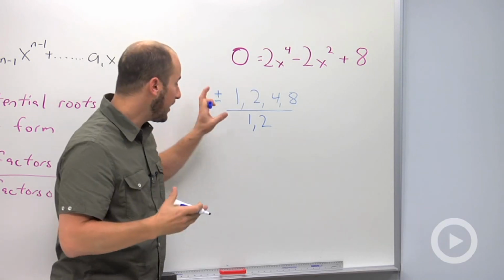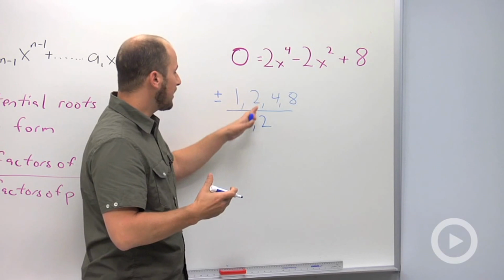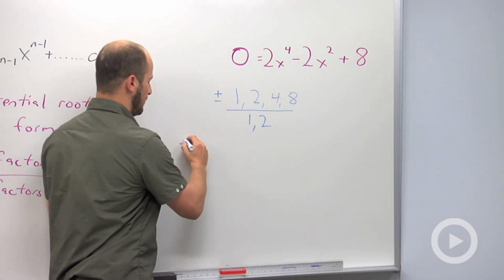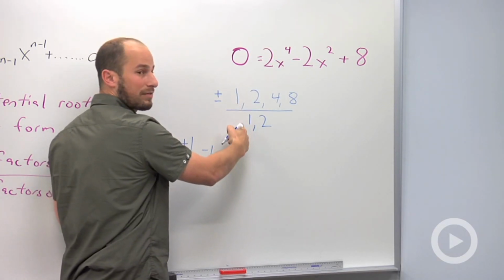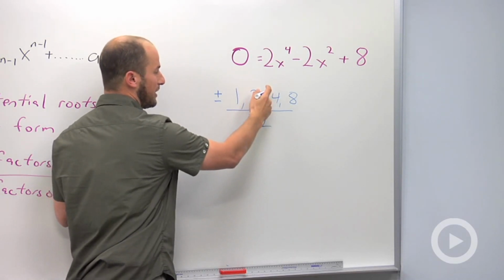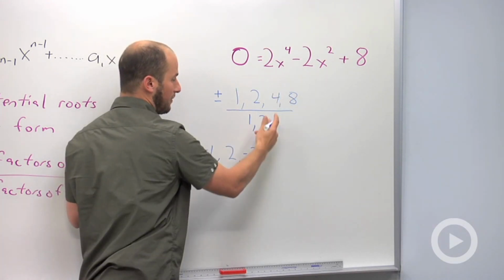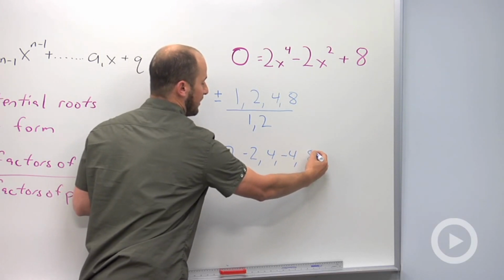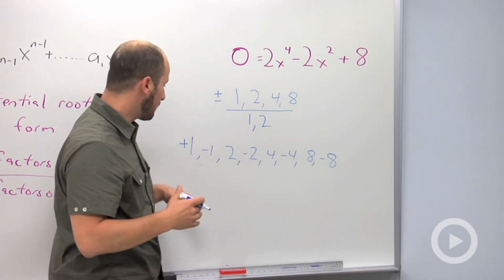Okay, so we now have our weird fraction, and basically what this means is any combination of these numbers. So let's write these out. So we could have plus 1, or we could have minus 1, so that's the 1 over 1. We could have the 2 over 1, which would give us 2, or the negative 2 over 1, negative 2, and so on and so forth. Positive 4 over 1, negative 4 over 1, positive 8 over 1, negative 8 over 1. So here are some of our potential roots.